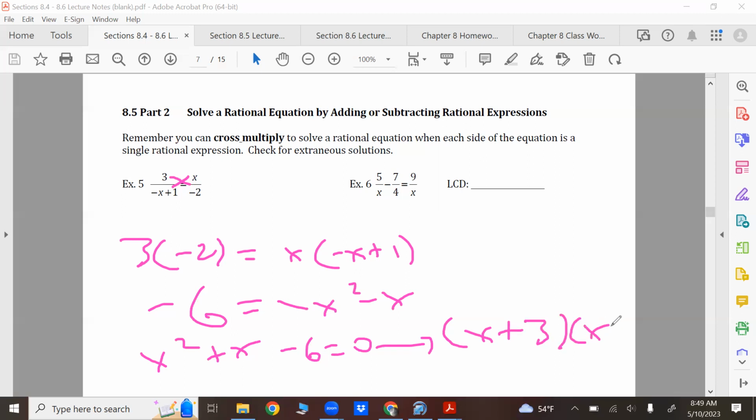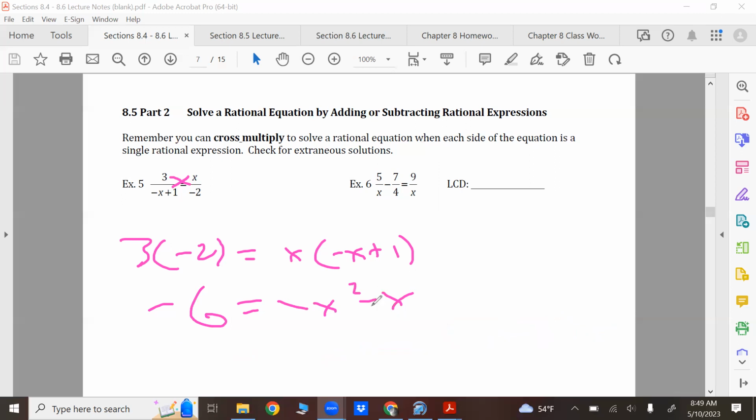Did I make a mistake? Hold on. Oh, you know what? Good job, Hugo. Hugo caught my first error today. Thank you so much. Okay, I made a mistake, guys. I didn't distribute correctly. Human error. But I was going to check my work anyway. So x times -x is -x². So I did that right. I did this wrong. x times 1 is x, but I put -x accidentally. So thank you, Hugo, for catching that.